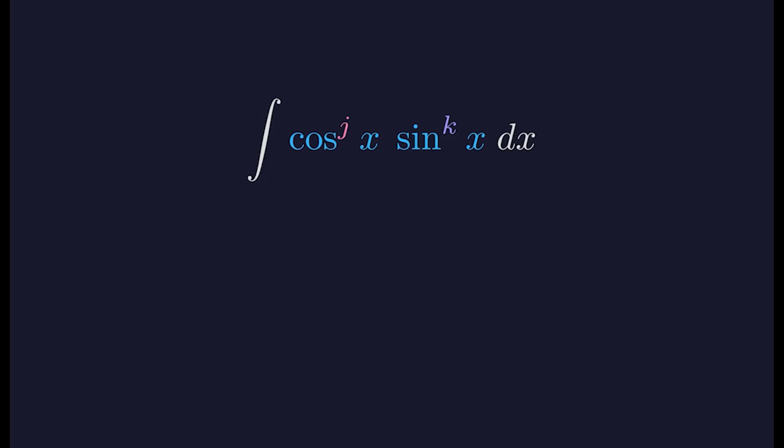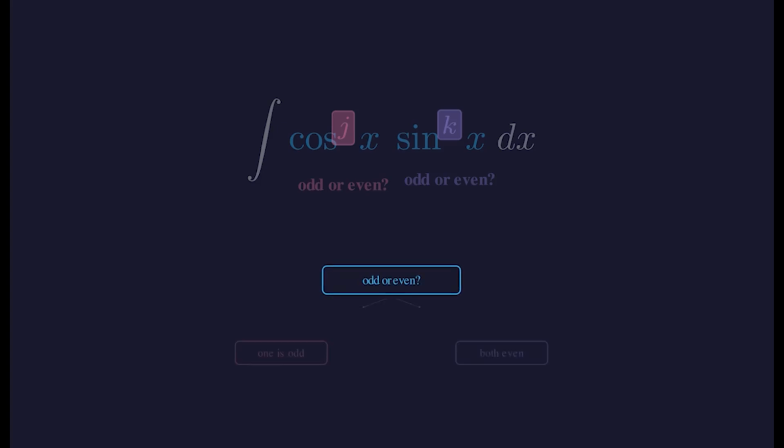Here we have products of powers of both sine and cos. No polynomial, no exponential, no logarithm, just trig multiplied by trig. Most students will just stare at these and have no idea where to start. But there's actually a clean decision tree you can follow, and it really all depends on whether j and k are either odd or even.